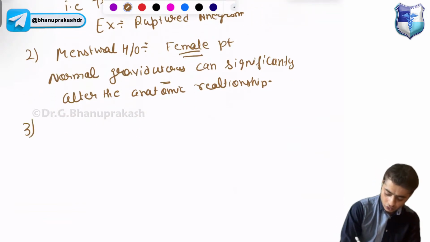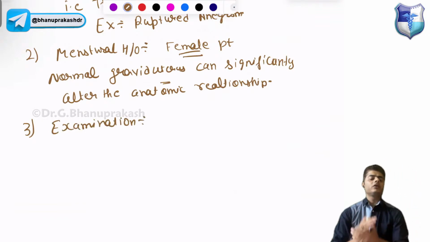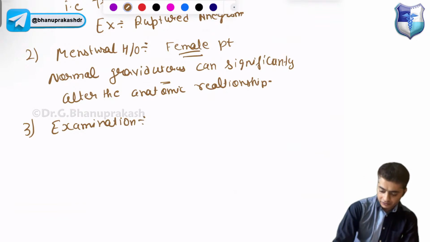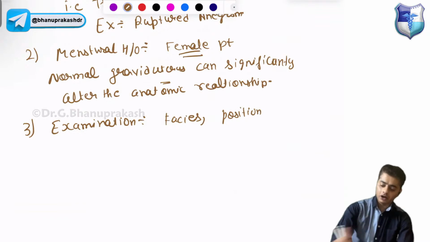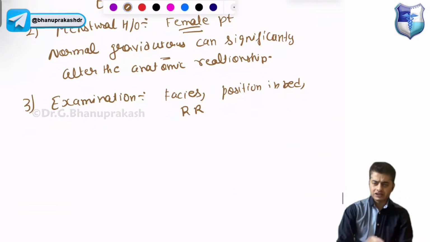Third, so the third important thing is about examination. In examination, the general well-being of the patient is very much important, like facies and position in bed. Is the patient continuously turning on the bed or not? His respiratory rate. All of these things are important.